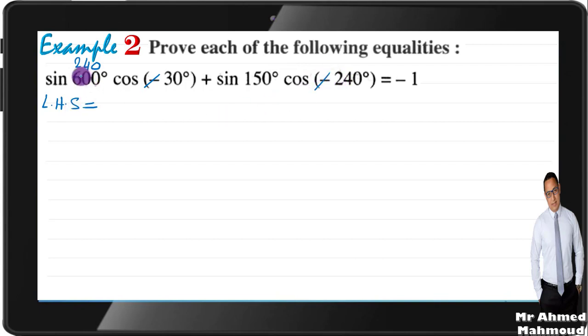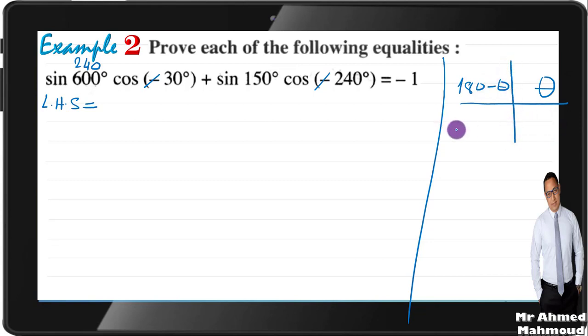Okay, now sine 240. Sine 240, remember with me the quads: theta, 180 minus theta, 180 plus theta, 360 minus theta. Okay, and the asterisk rule.